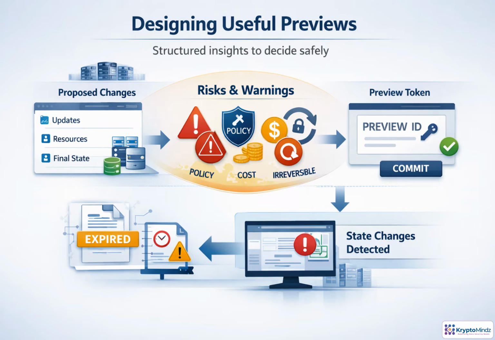A useful preview is more than a friendly confirmation message. It should be a structured contract. Start with a plain summary of the intended changes, the resources affected, and the final state the system expects. Then expose anything that could change the decision: policy violations, required scopes, costs, irreversible effects, or warnings. If the user approves, the client should commit using a stable preview ID or draft operation token. That token must expire, and it should be invalidated when state changes. So approval never relies on stale assumptions.